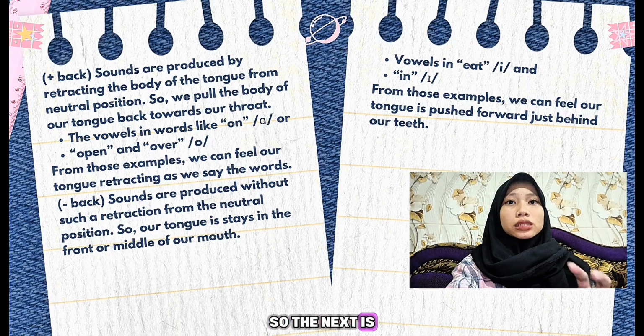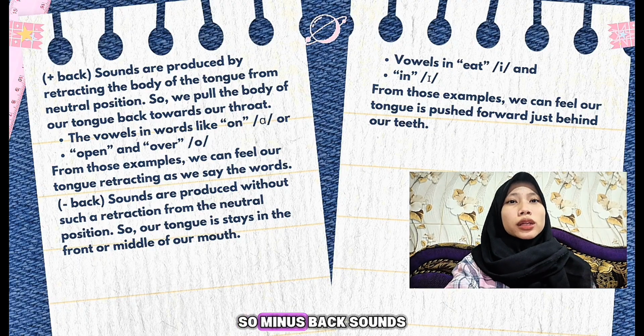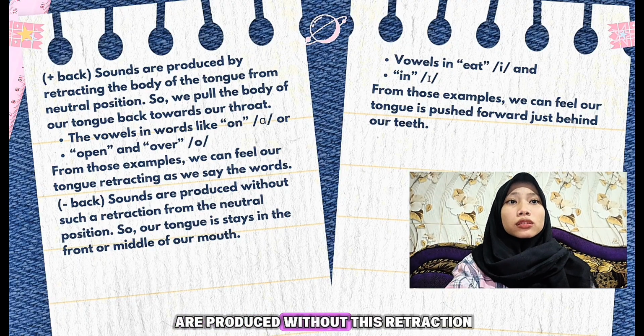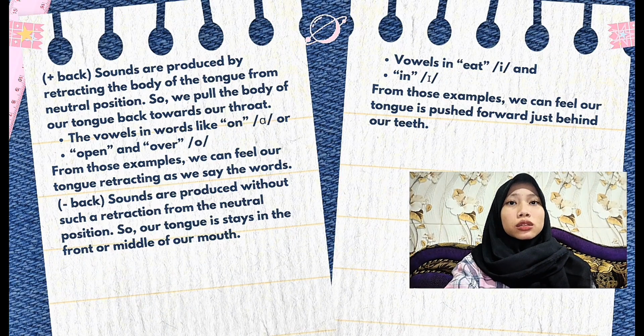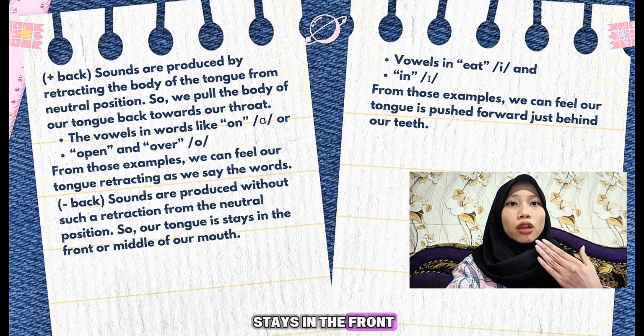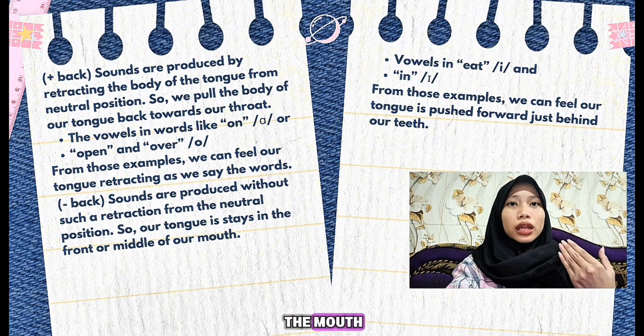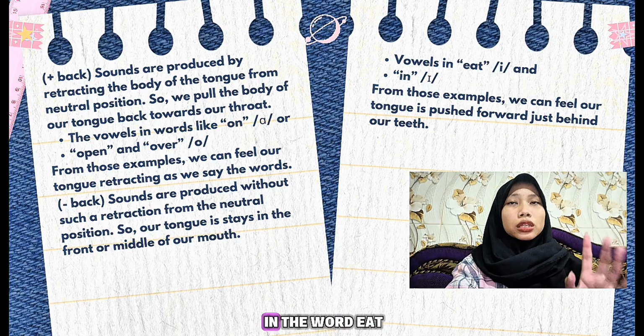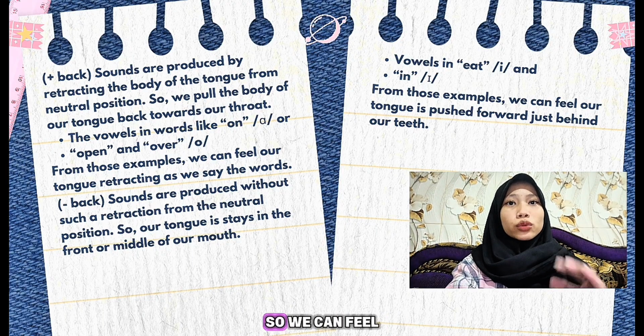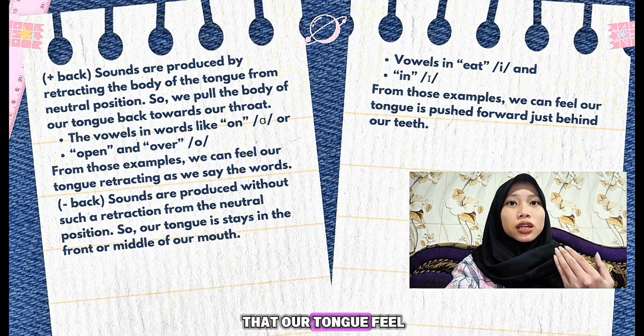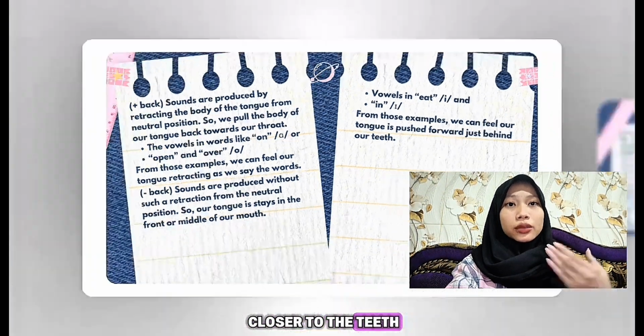The next is minus back. Minus back sounds are produced without this retraction, so the tongue stays in the front or central area of the mouth, for example in the words eat and in. We can feel that our tongue is closer to the teeth.